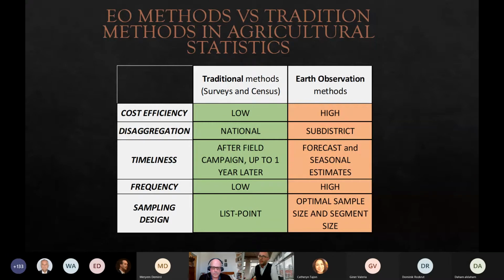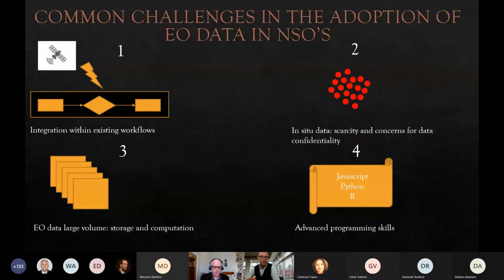So if Earth observation data is such an advantage, so convenient, why is it not more frequently adopted in national statistics offices for the actual production of official agricultural statistics? We found that there are several technical challenges, but there are also organizational challenges.